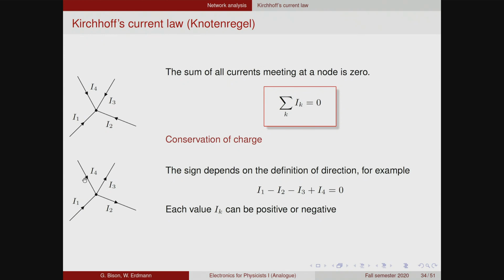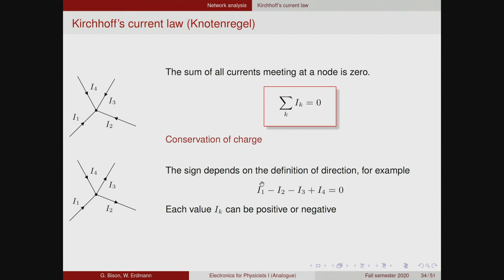If you define the direction of your currents differently, then you have to take into account which direction the currents have. And in this example, for example, current 1 and current 4 go into the node, and current 3 and current 2 come out of the node. And for that reason, we have to count current 1 and current 4 with a positive sign, and current 2 and 3 with negative signs. And yes, typically you would not change the arrow direction of your currents in your schematic.